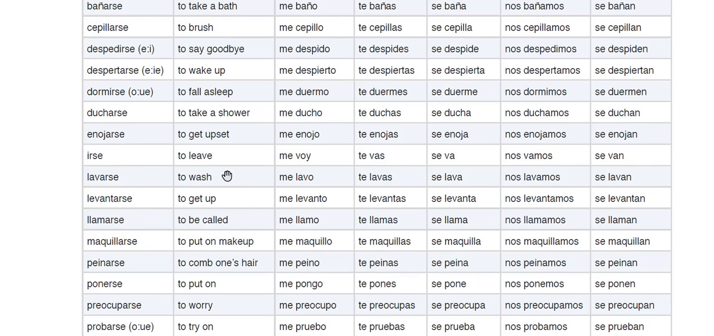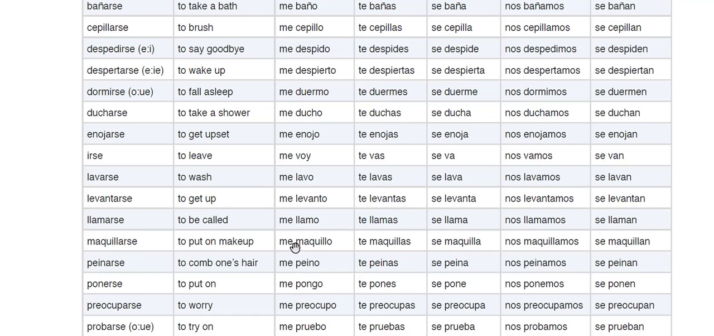All right, the verb lavarse is to wash. Me lavo. You're going to see signs in the bathrooms, right? Lávese las manos. Me lavo las manos. So I wash my hands. Levantarse is to get up. Me levanto. Again, similar to some of our other verbs, but slightly different. Waking up is different from the physical act of actually getting out of bed, for example. Okay. Llamarse, to be called. Me llamo Carlos. Me llamo Juan.